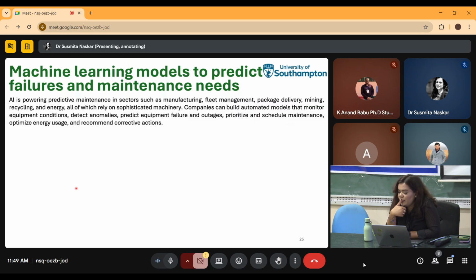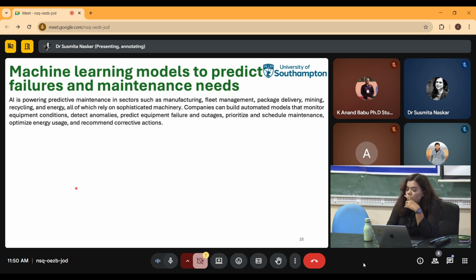Artificial intelligence is becoming, as I said, a very powerful driver in predictive maintenance across a wide range of industries, from manufacturing and fleet management to energy, mining, and recycling. Sophisticated machine learning models allow us to monitor equipment condition, help us detect anomalies, predict failures and outages, and optimize energy usage. They can even recommend the corrective actions we should take if there are any anomalies or other factors.